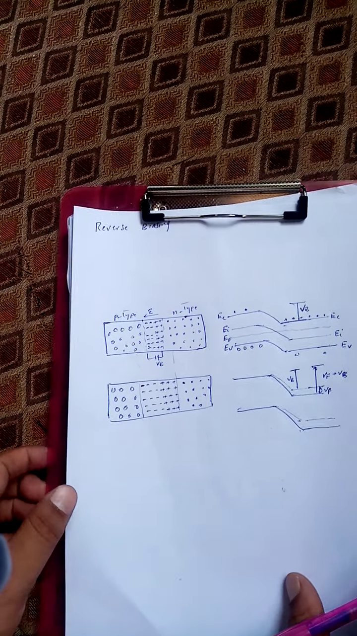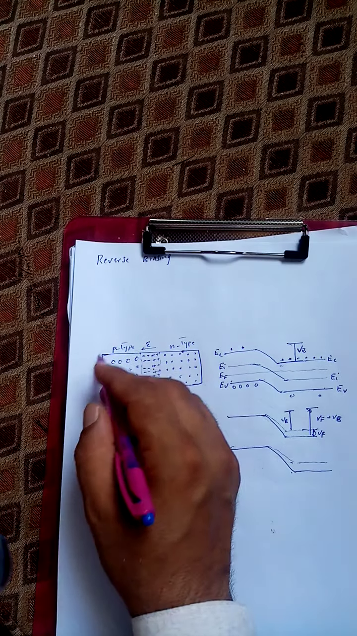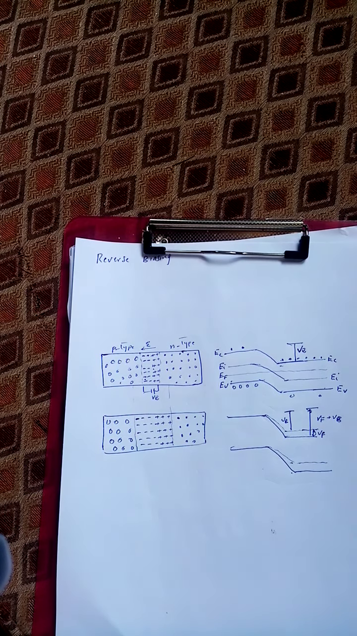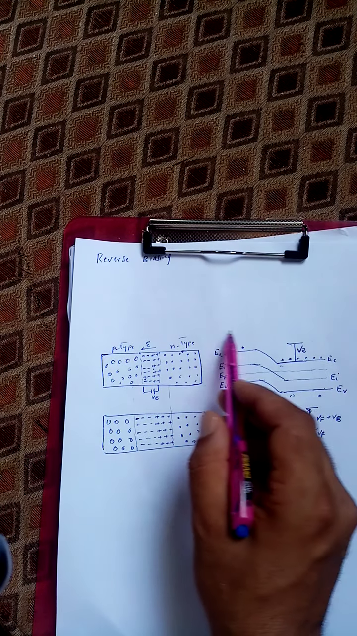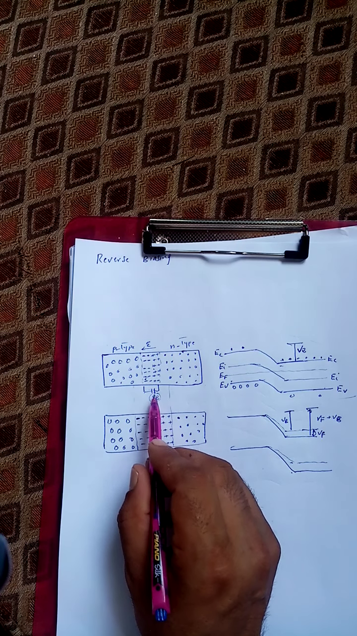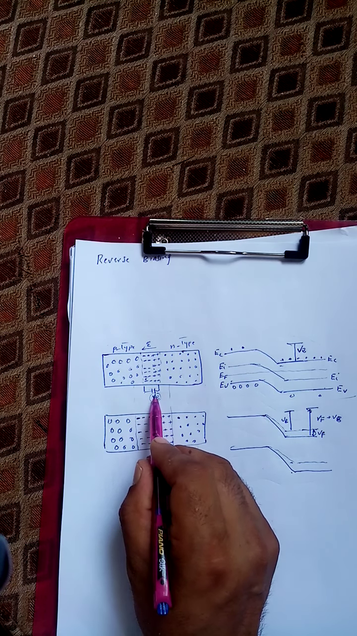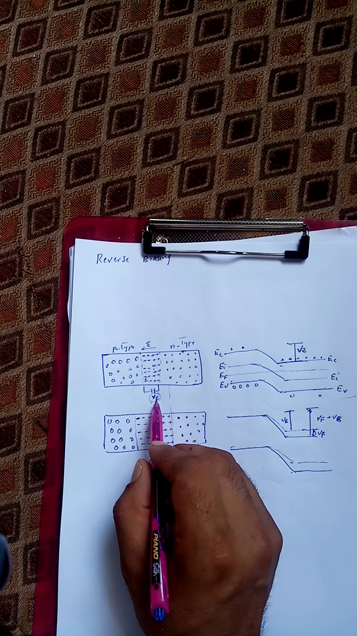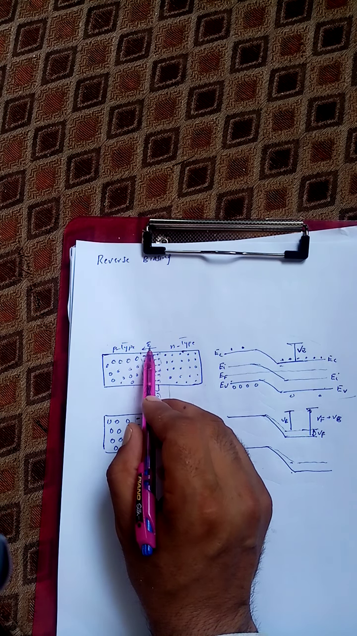And next we have reverse bias. Now this is the normal p-n junction diode. Its band structure is shown here. We have the depletion region, and we have the barrier potential, the voltage due to this barrier potential is VB. We have this internal electric field.